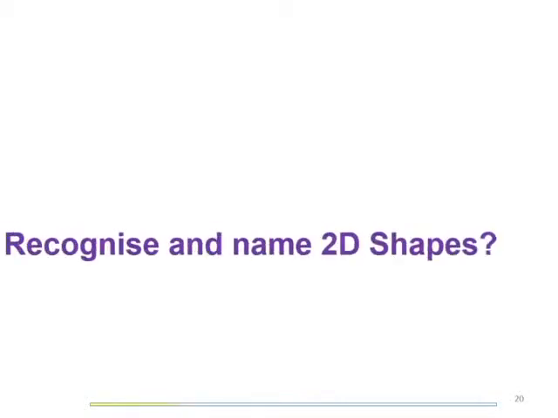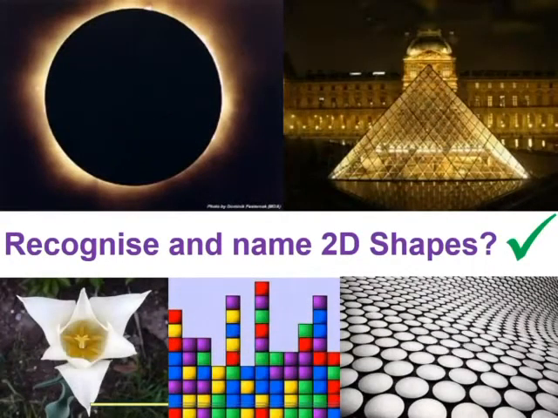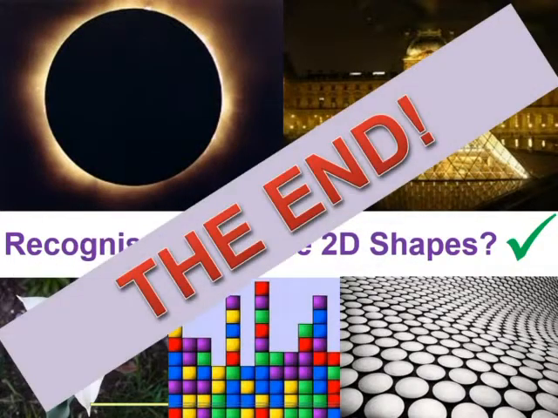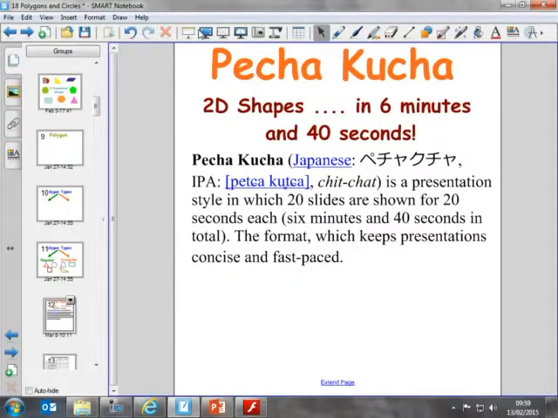How did you do in the quiz? Hopefully we've achieved the session objectives and now you can recognise the common two-dimensional shapes. Look around you and think shape. This concludes my presentation. Thank you. Are there any questions? That's two-dimensional shapes.